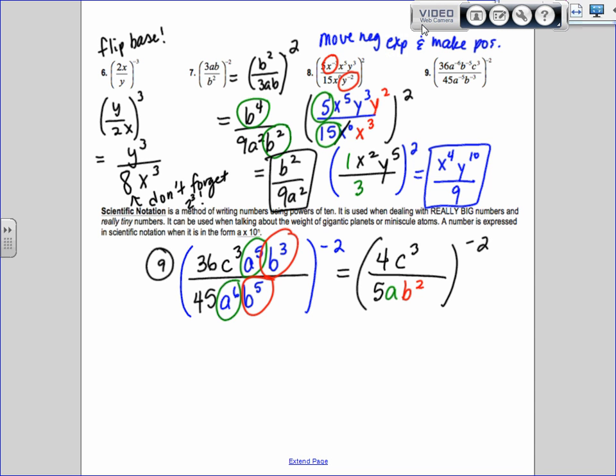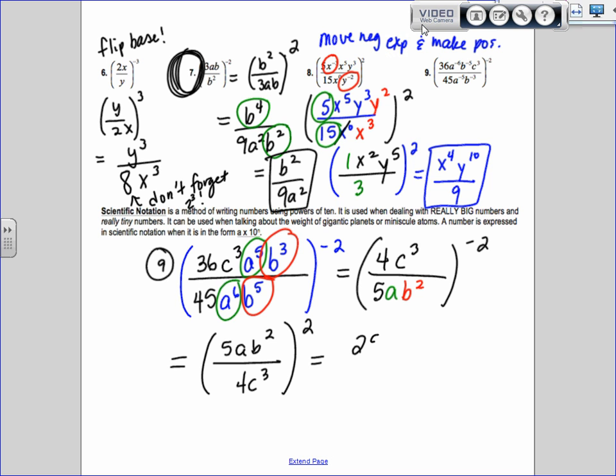All right, so anyway, next up. If I have to raise to the -2, so now it's like going back to number 7, like where we started. Now what do you do? You flip them. So you're going to have 5ab squared on top, 4c cubed on bottom, and now it's raised to the 2. So you get 25 a squared b to the 4th over 16 c to the 6th, and that's your final answer.